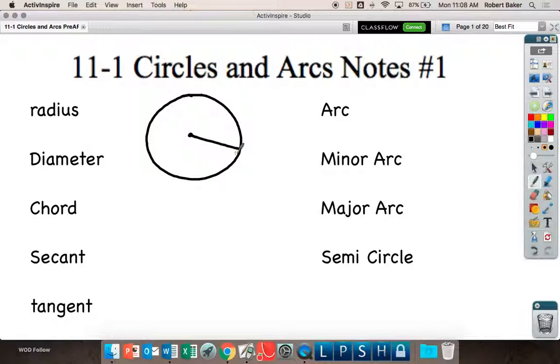You guys know what that looks like. You know what it means. Radius. Center to outside. Okay? What's a diameter?